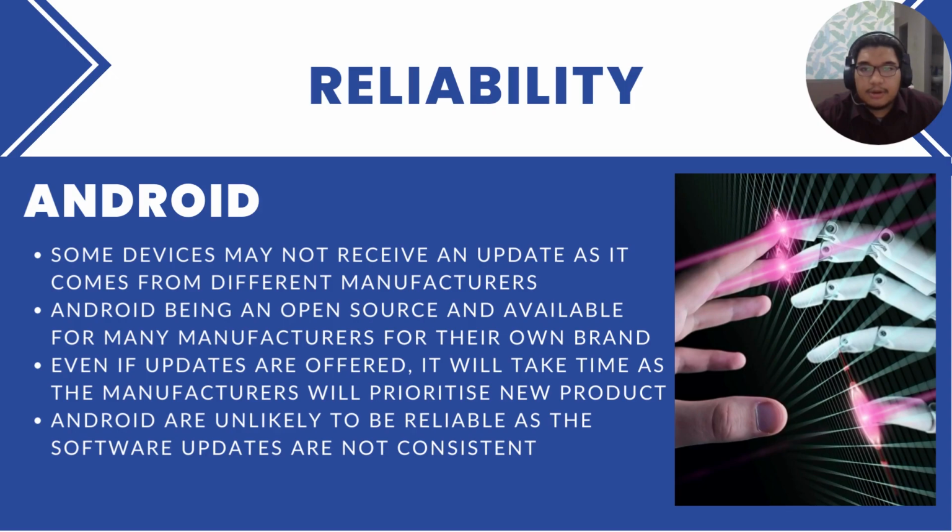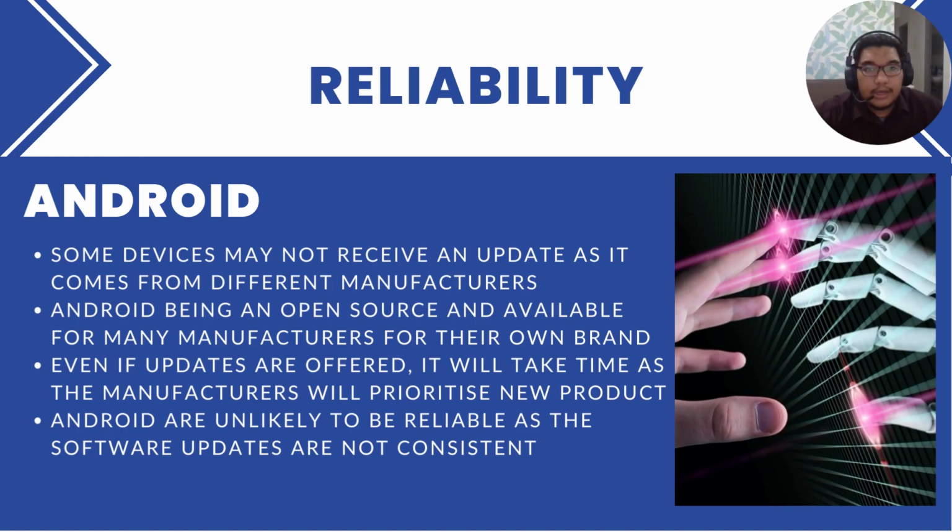Some Android devices may not receive any Android version updates despite Google having already made an update because most Android devices come from different manufacturers. This is due to Android being an open source operating system that is available for many manufacturers to use for their own brands. With Android being an open source operating system, this can result in some devices being outdated and fragmented for not receiving any new operating system software updates because the manufacturers are the ones that decide whether or when to offer new updates or not offer it at all.